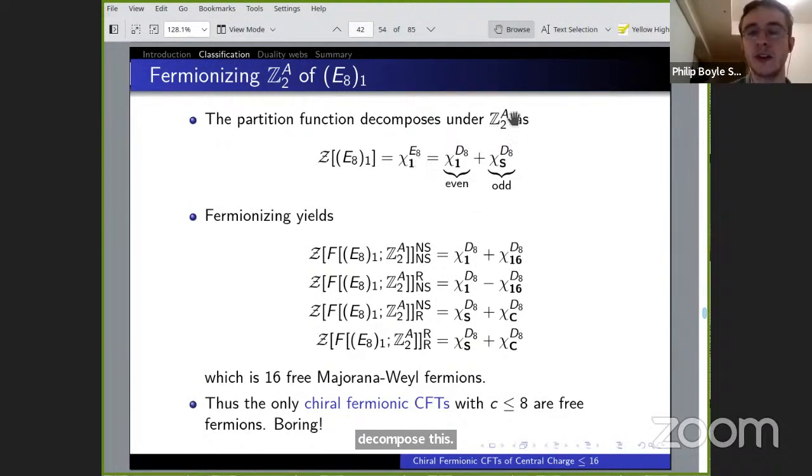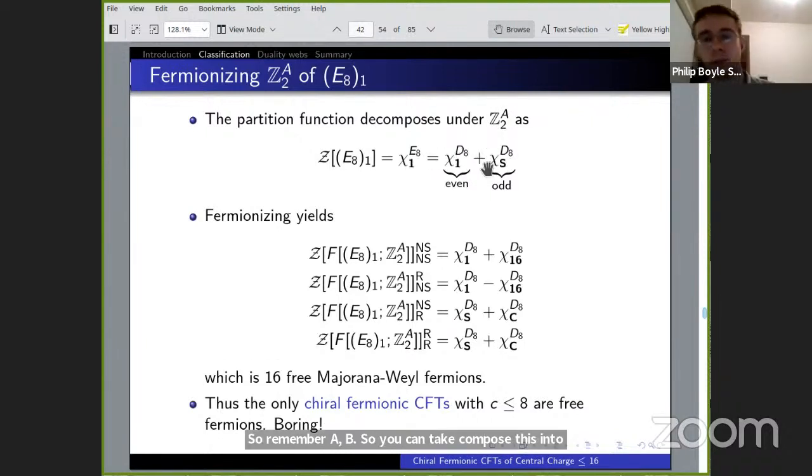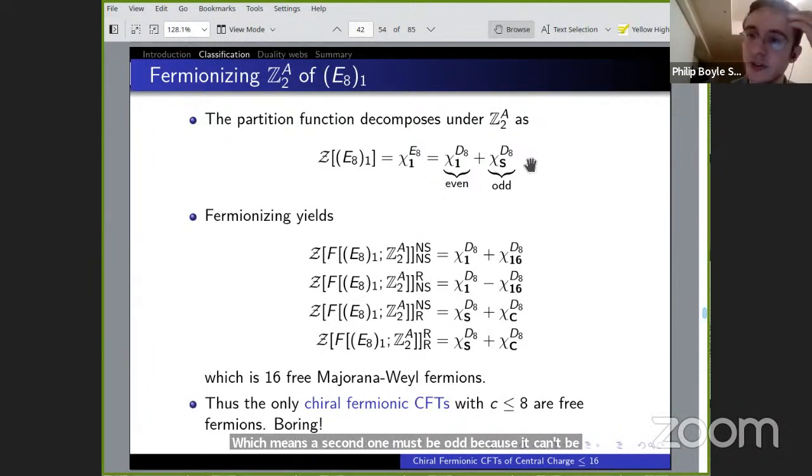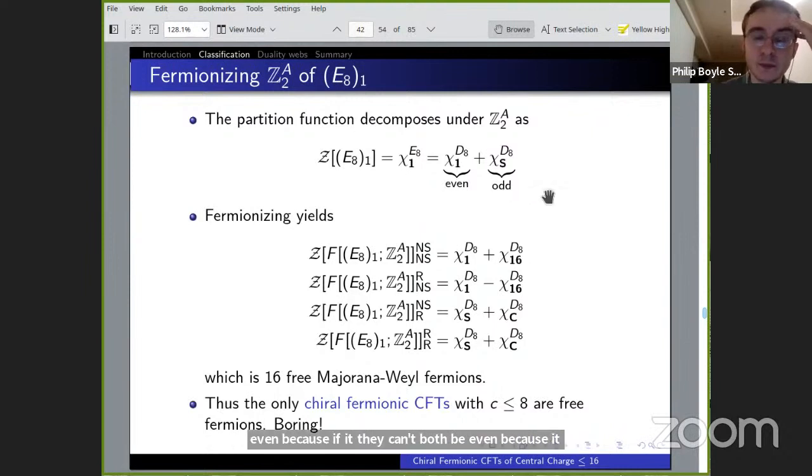So remember, A broke it to D8. So we can decompose this into D8 characters as follows. Furthermore, the first one must be even because it contains the vacuum, which means the second one must be odd, because they can't both be even, because it wouldn't be a non-trivial symmetry otherwise. So A must be odd.